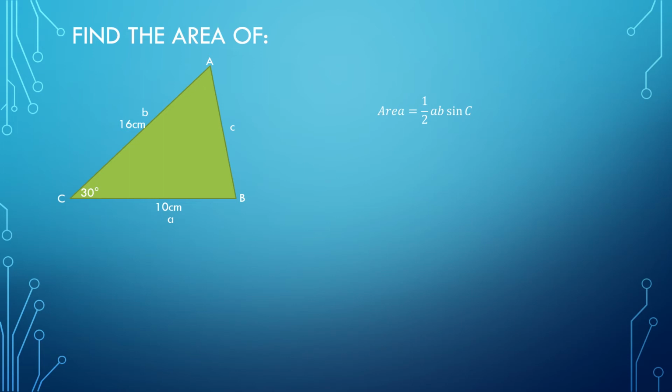So next, all I'm going to do is substitute my numbers in. I've got a half times 10, that's the number on my little a side, multiplied by 16, the number on my b side, multiplied by the sine of C, which is 30. Crunch my numbers, ask my calculator, and it will give me 40 as the answer. So the area of that triangle is 40 square centimetres.